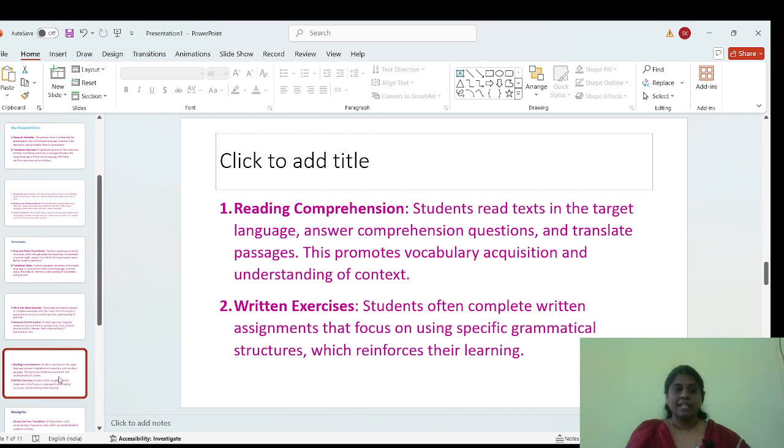It hence views language learning as consisting of little more than memorizing rules and facts in order to understand and manipulate the morphology and syntax of the foreign language. The first language is maintained as the reference system in the acquisition of the second language. So written exercises, which are observed in grammar translation method, are very important. Students often complete written assignments that focus on using specific grammatical structures, which reinforce their learning.